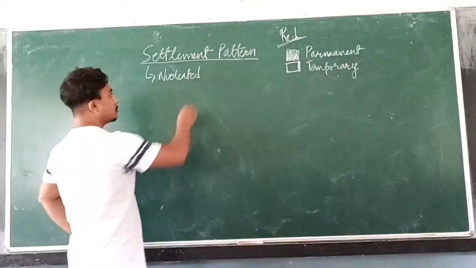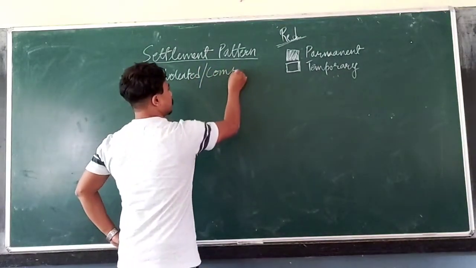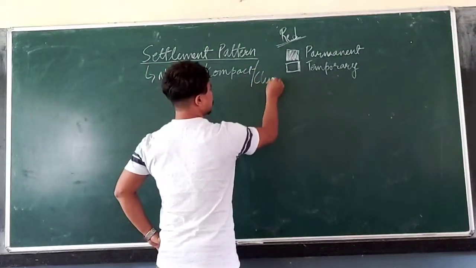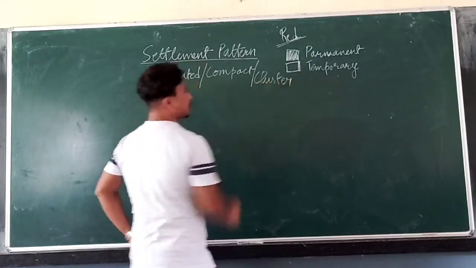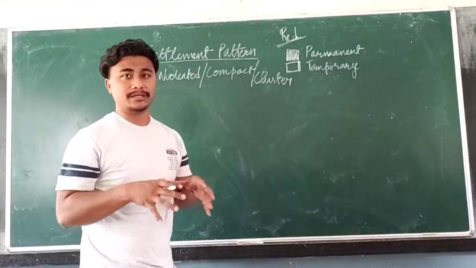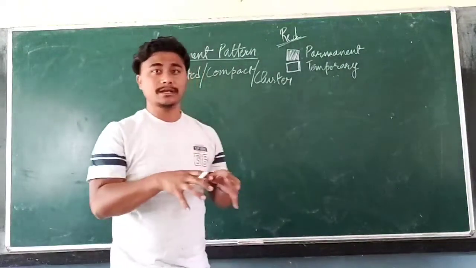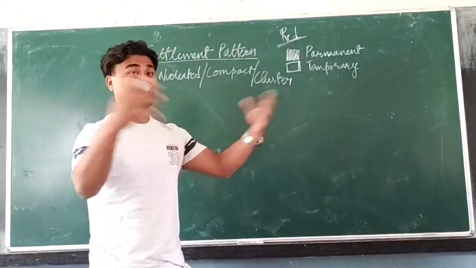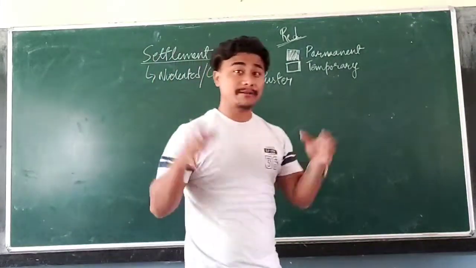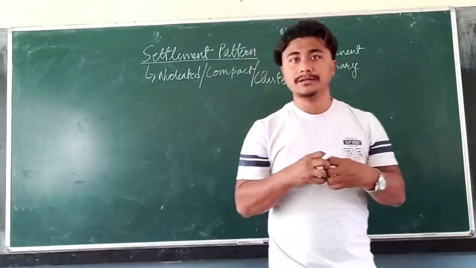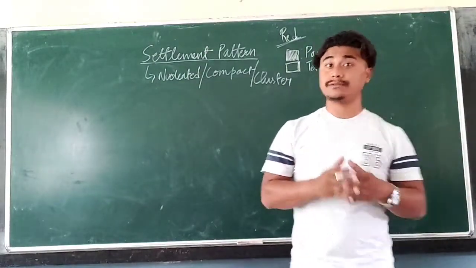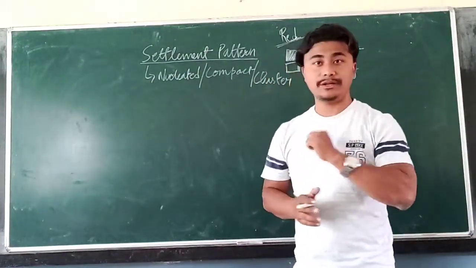Nucleated settlement is also termed as compact settlement, or it is also known as cluster settlement. As the name suggests, nucleated comes from nucleus, the main focus or the focal point, from where the other things emerge. Compact here means the houses are very close to each other. Understood? Not like the scattered map, but very close to each other. Those kinds of settlements are known as compact or nucleated settlement.